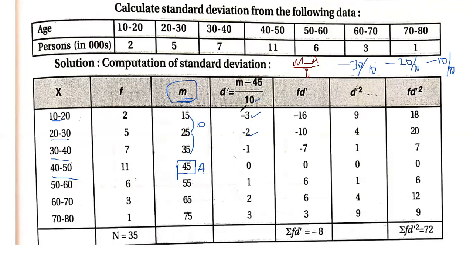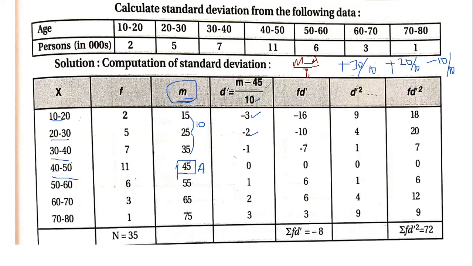Next, 55 minus 45 is plus 10, divided by 10 will give you plus 1. 65 minus 45 is again plus 20. Plus 20 by 10 will give you plus 2. 75 minus 45 will give you plus 30. Plus 30 by 10 will give you 3. So this is how we find out D dash. I hope everybody understood how to find the D dash here. We're just applying the formula M minus A by I.